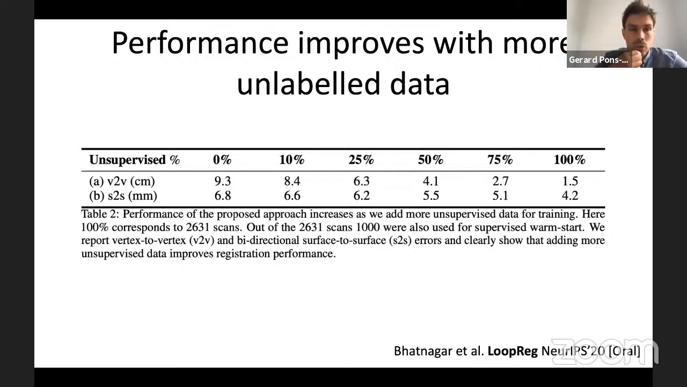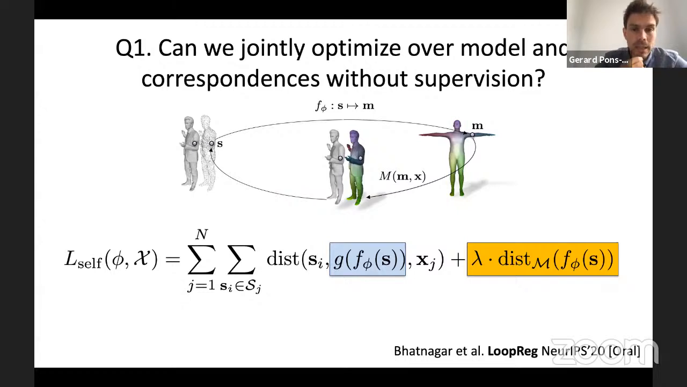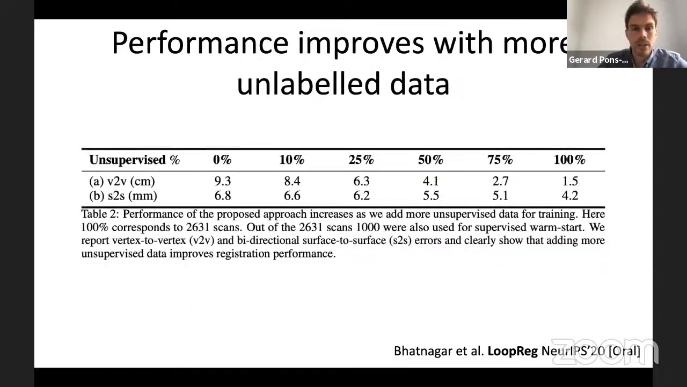And this equation allows you to train in an unsupervised manner, theoretically. In practice, that's not what happens. If you just plug this into your optimizer and you just try to learn everything, you fail. And that's what happened to us. I was also not very surprised by this because there are still lots of local minima. If you start predicting wrong correspondences and optimizing wrongly, then everything doesn't converge. So you need a little bit of warm start. Here we used 1,000 scans to train a supervised model to warm start the correspondence predictor. And then once you have the warm start, you can add more and more unsupervised data.